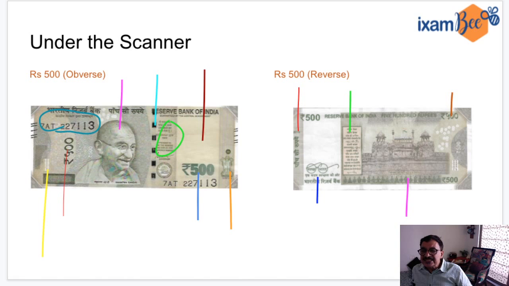But the second one is this Devanagari. The rupee 500 is written in Devanagari. This is obvious. Anybody can see this. Then you have obviously the portrait of Mahatma Gandhi in the center. And that is why these notes are called the Mahatma Gandhi series. Earlier there used to be an Ashoka pillar here.